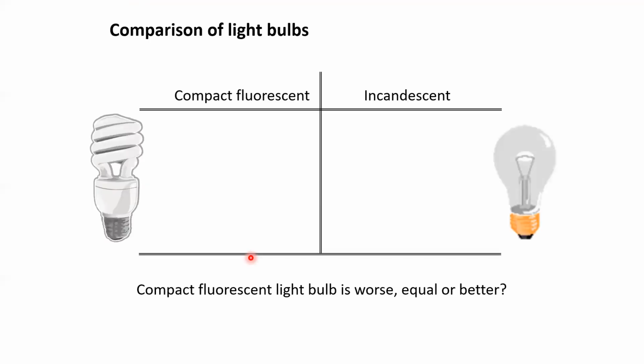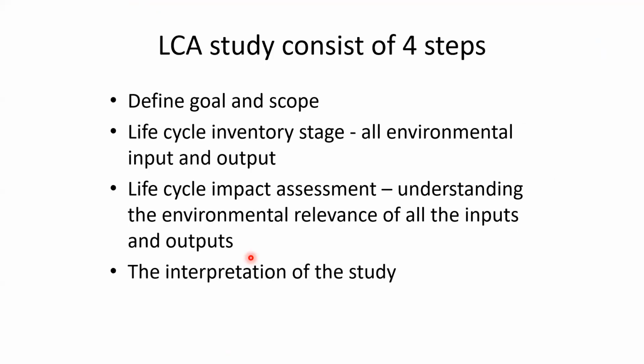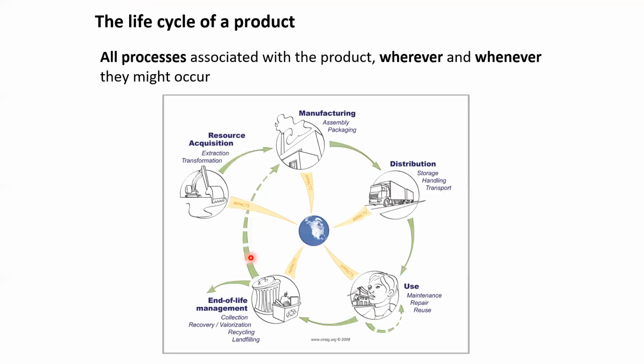So let's look at another example. This is a CFL bulb versus incandescent bulb. Compact fluorescent. We know that CFLs are better, but how much better is it? How do you do a life cycle assessment of that? Same thing: goal and scope, inventory, impact, and interpretation.